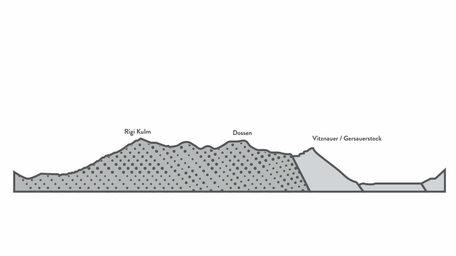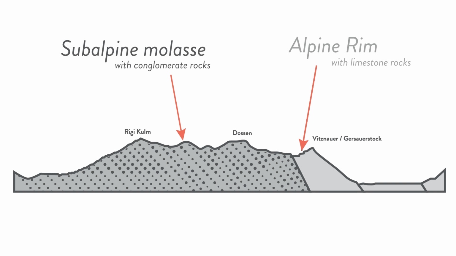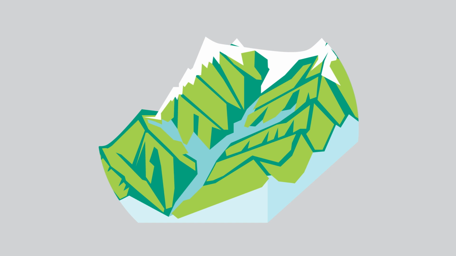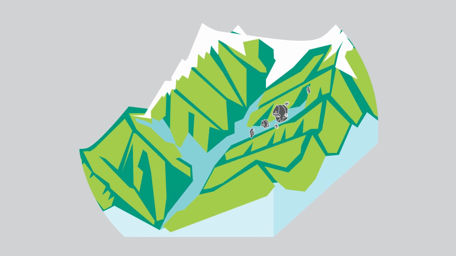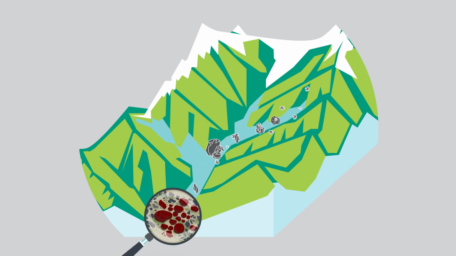The Rigi can be categorized into the zone of the alpine rim with limestone rocks and the zone of deposited subalpine molasse with conglomerate rocks. Typical for conglomerate rocks are the rounded pebbles, which were transported from different areas by rivers, deposited, and finally solidified as Nagelfluh conglomerate.